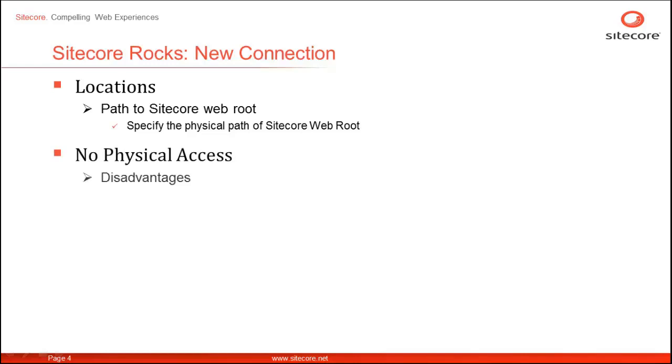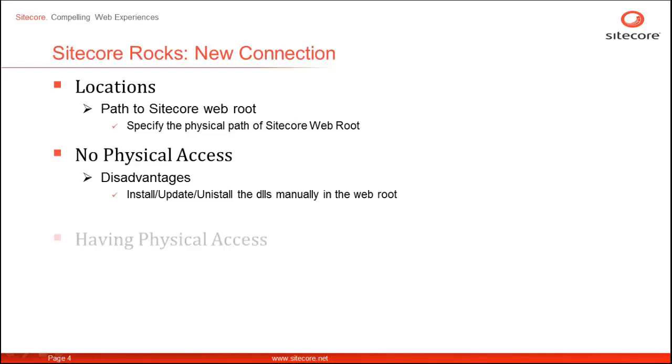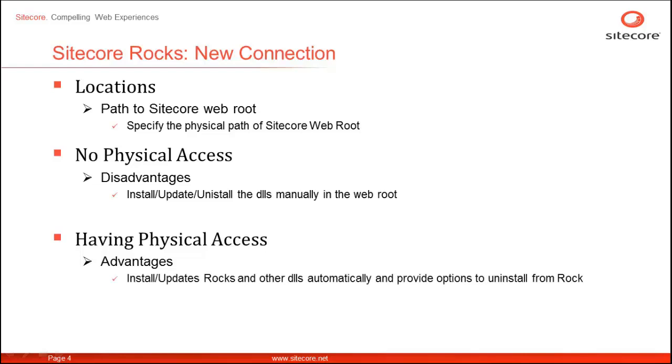The disadvantage of not having access to the physical path is that we have to manually install, update, and uninstall Sitecore Rocks and other Rocks extensions. On the other hand, the advantage of having access to the physical path is that Sitecore Rocks lets us install, update, and uninstall the Sitecore Rocks DLL and other Rocks extensions easily and automatically. It also knows where the physical files are in the file system and adds lots of other useful features.